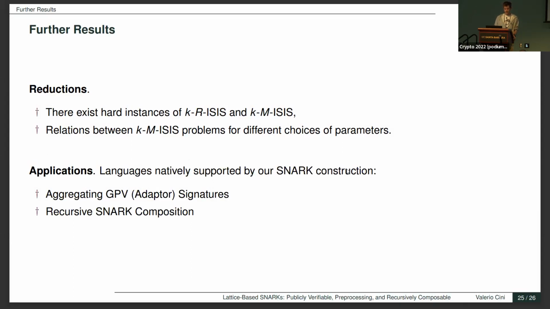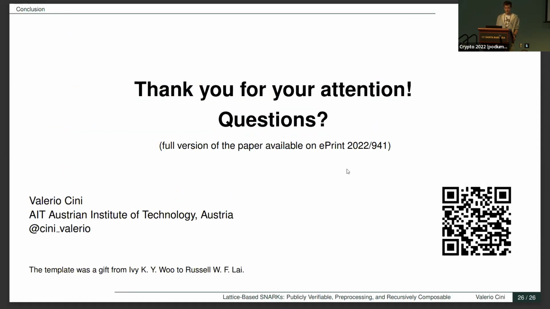And we also discussed some possible applications of our SNARK. In particular, since the SNARK supports checking a linear function and quadratic function, it natively supports the verification equation of the GPV signature. And as I said, it's also friendly to recursive composition, given the properties that it has. And with that, I conclude, and I'm happy to take questions.